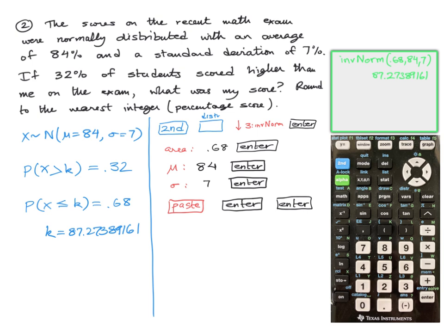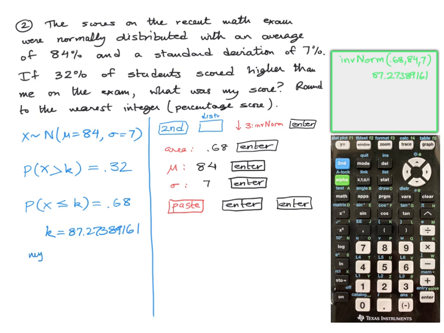87.2738961. Now the question was, what was my score rounded to the nearest integer as a percentage score? So obviously this was already as a percentage because 84% I just wrote 84, 7% I just wrote 7. The 32% of students, that was a probability statement, so that was 0.32. And then I changed it to a 0.68 to do the complement of that. And then I got a k value of 87.27. So this is my quantile, my 68th percentile value.